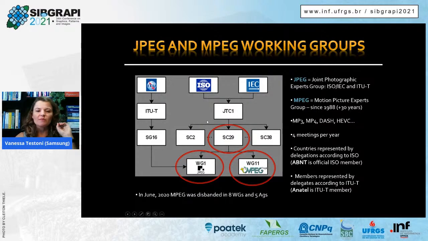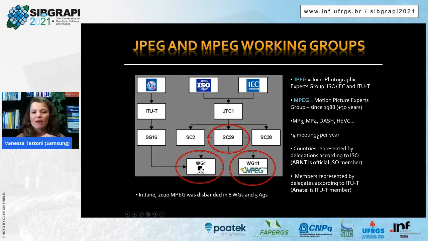So I like this picture because usually when people think about JPEG and MPEG, they believe they are just standards. And actually, they are not standards. They are groups that have been working together for 30 years. So when you look at these organizations, ITU-T, ISO, and IEC, the experts got together in joint technical committees and subgroups. So for instance, here we have SC29, the one I just talked about at the beginning of my talk. And here you have JPEG. So JPEG actually means Joint Photographic Experts Group. And the joint is because it's a joint group from ITU-T and ISO.